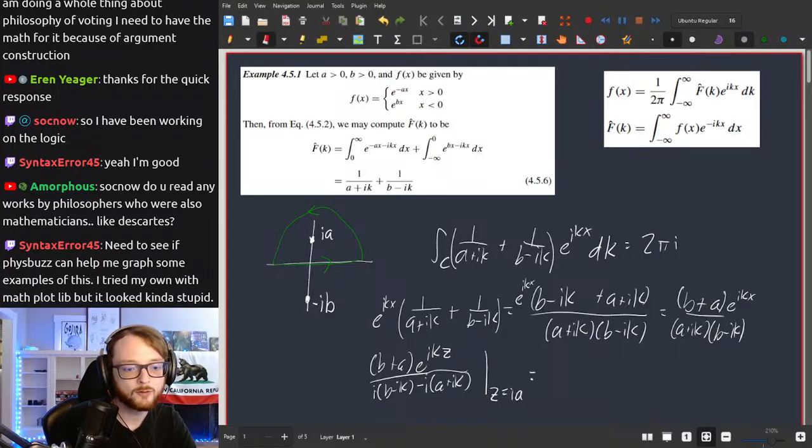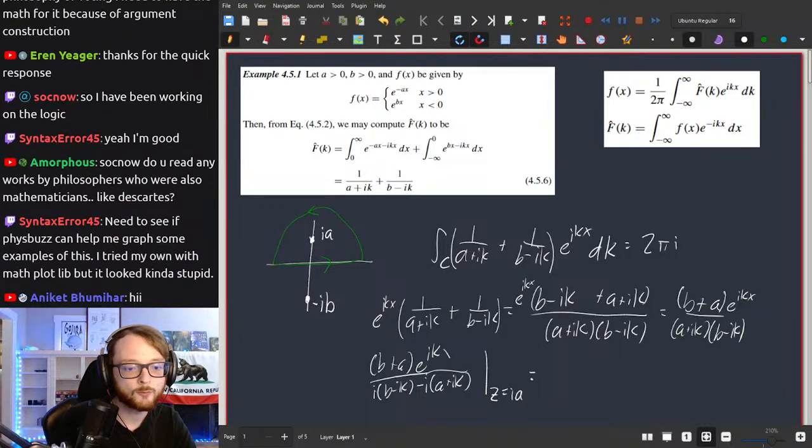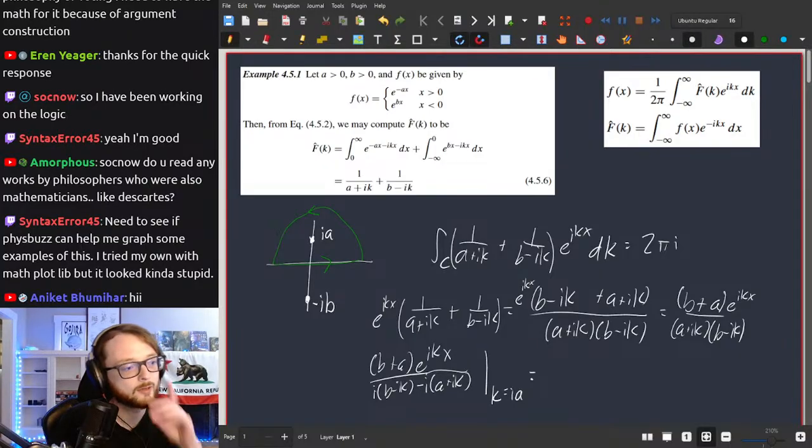Oop, not Z. That's supposed to be an X, by the way. For k equals ia.